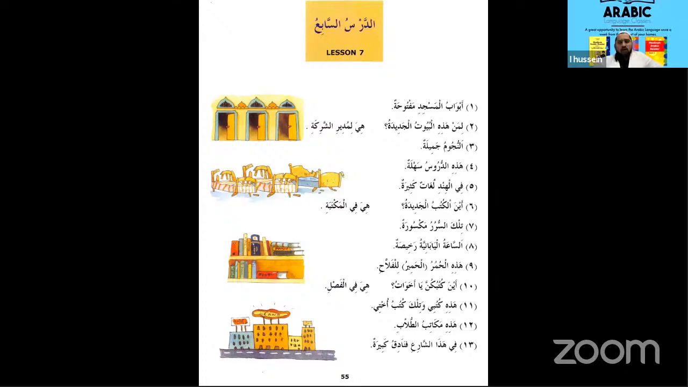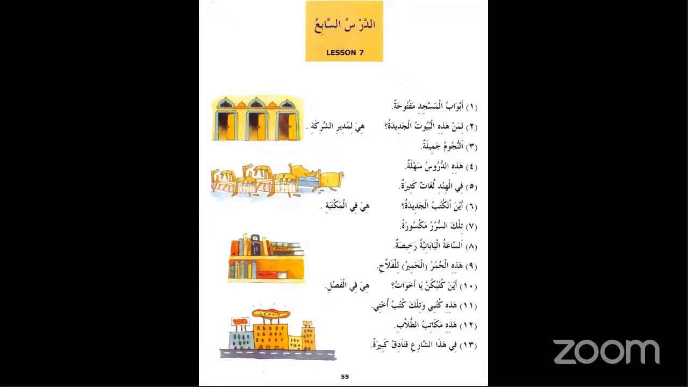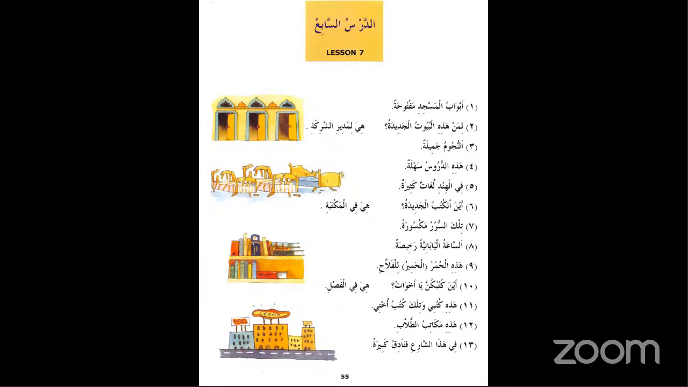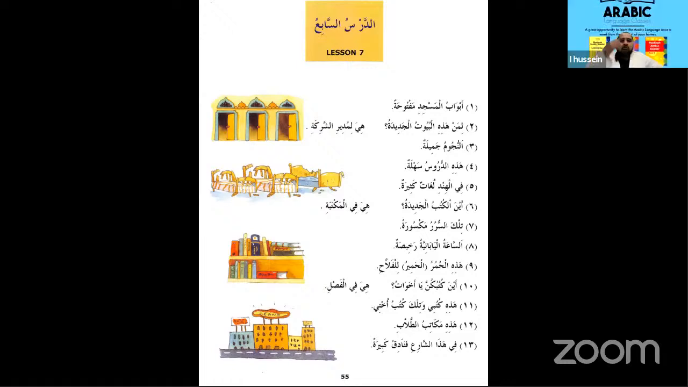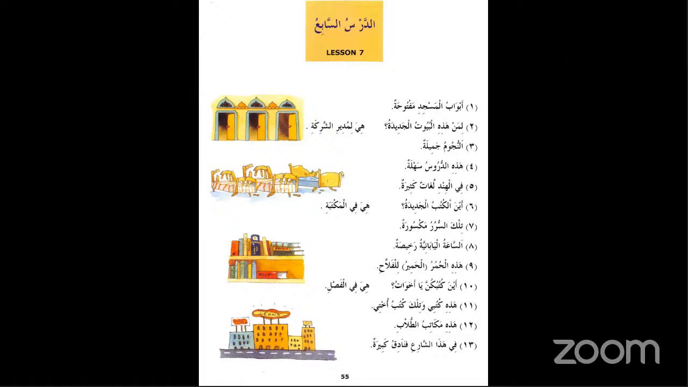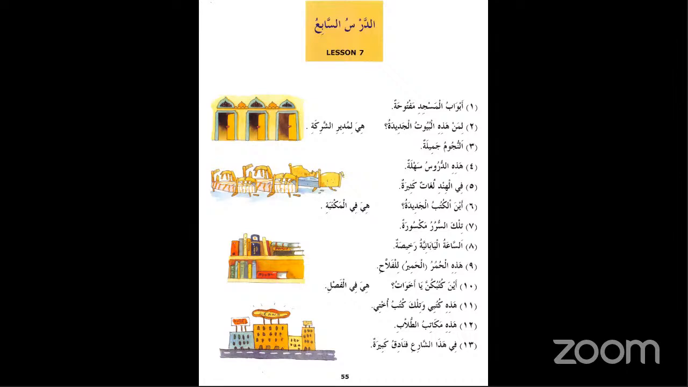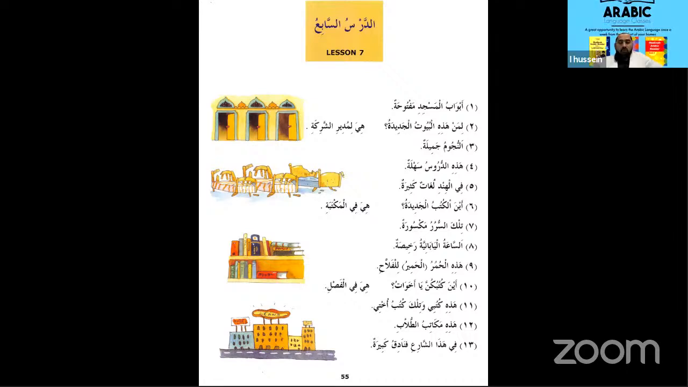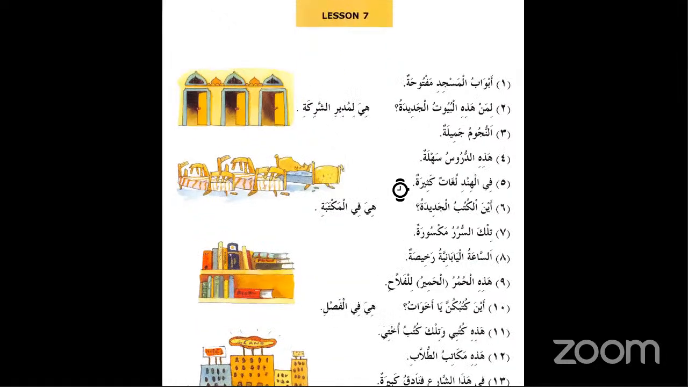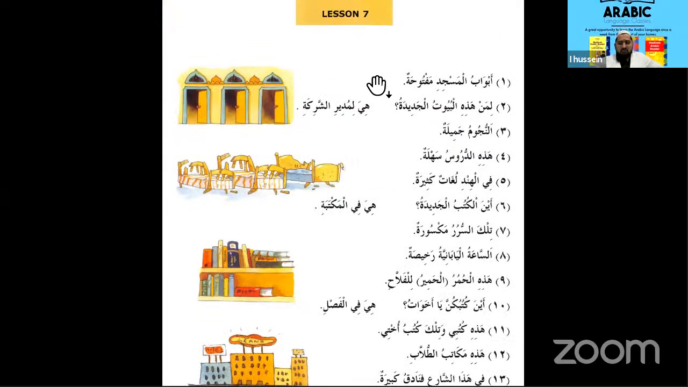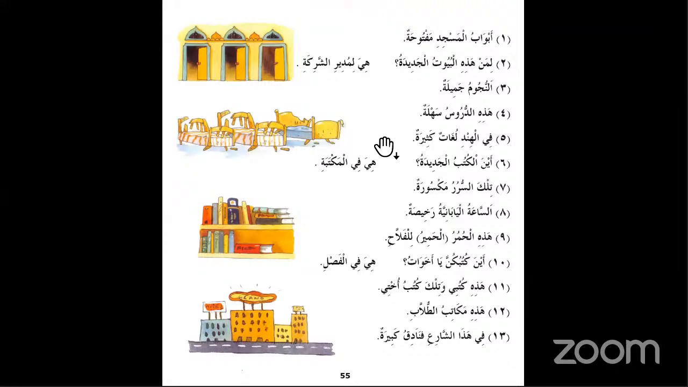Number 8. As-sa'atul yabaniyatu rakhisatun. Yabani means Japanese. As-sa'atul is the watch. Rakhisatun means cheap. So this Japanese watch is cheap. Correct. As-sa'atul yabaniyatu rakhisatun. Jazakallah.